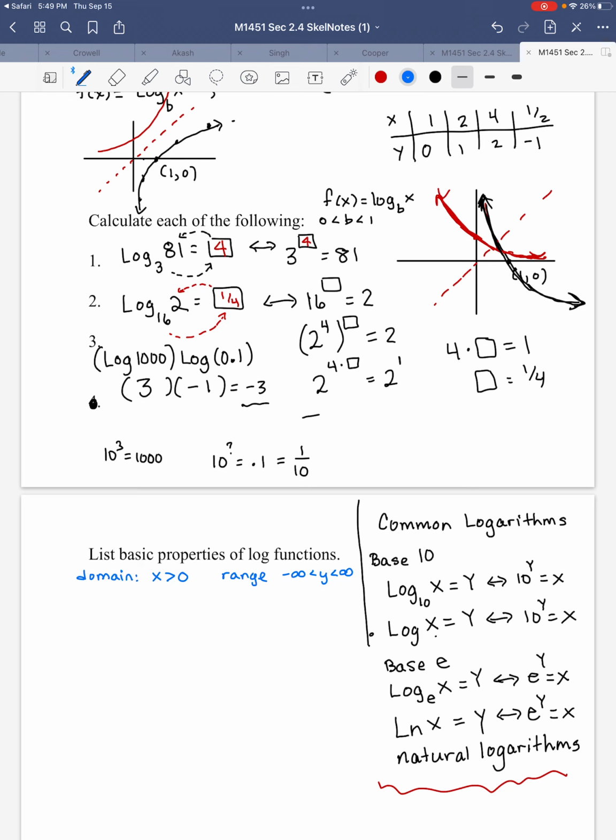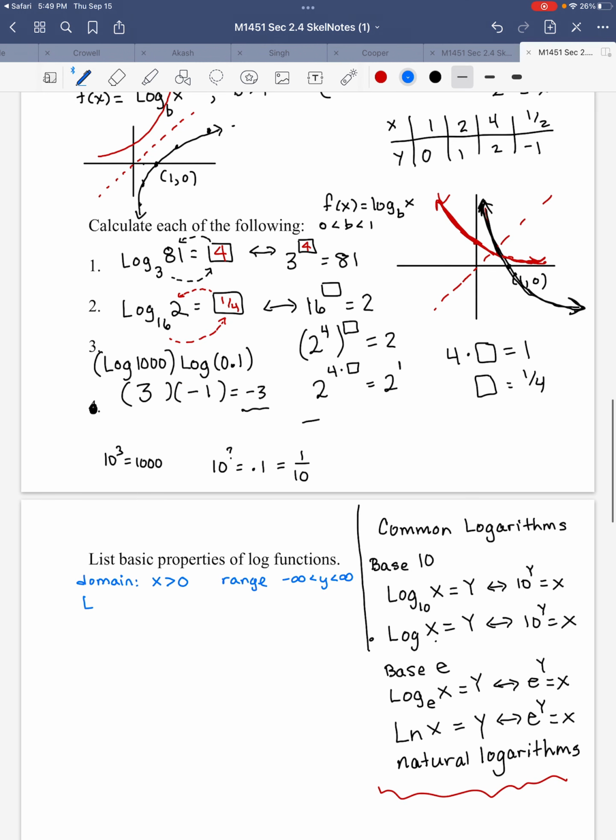All of our log functions pass through (1, 0). So the logarithm, any base, of the number 1 is 0. You can figure that out, right? B to the 0 power gives you back 1. Any logarithm of 1 is going to be 0.